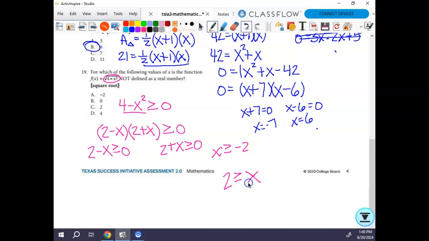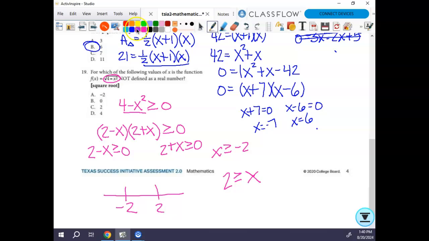X has to be greater than... x has to be less than 2. Oh my gosh. So x has to be less than 2 is what I'm looking at. I read it backwards in my brain. Sorry. X has to be less than or equal to negative 2. Let's make a number line.